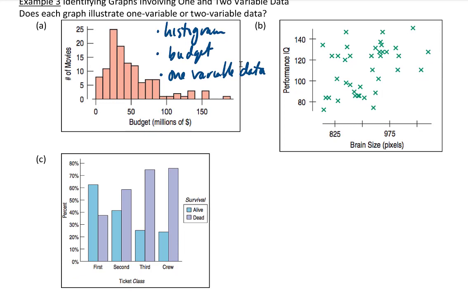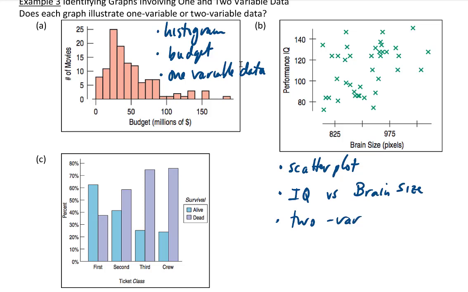We can see that B is what we call our scatter plot, and a scatter plot usually means that we have two variable data. The scatter plot here is showing their IQ as one variable versus the brain size. So in this case, we can say we have two variable data. For each person, we're measuring a performance IQ and the brain size in pixels.